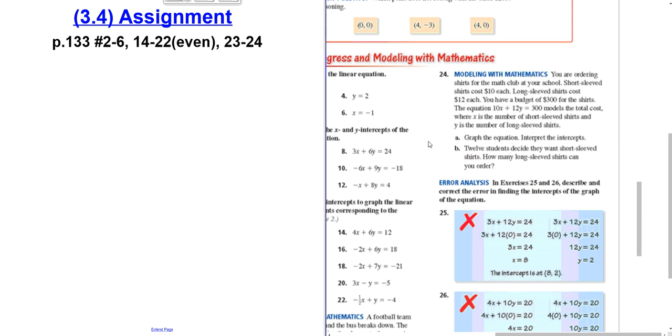You can actually do part B here: 12 students decide they want short sleeve shirts. How many long sleeve shirts can you order? I didn't explain that one yet. So just plug in 12 for the short sleeve shirts, which is X in your equation. Plug in 12 for X and solve for Y. So that's part B. All right, if you have any questions, let me know.